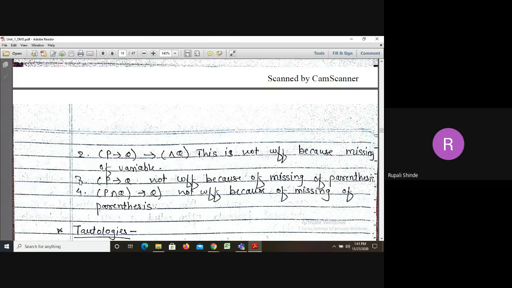So now likewise we can consider the third one. Here this is also not a well-formed formula because one parenthesis is missing. Again, in the fourth example, the same case is there. Again, here a parenthesis is missing. The opening bracket should be there, but that is not here. That's why this is not a well-formed formula.